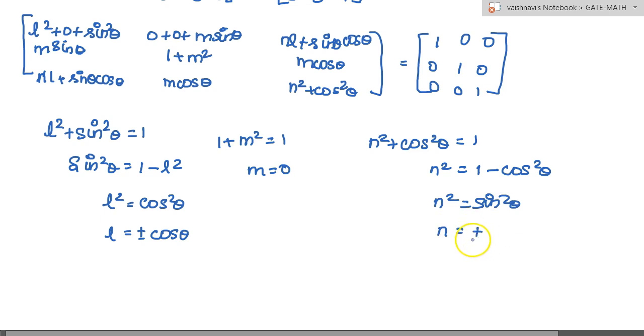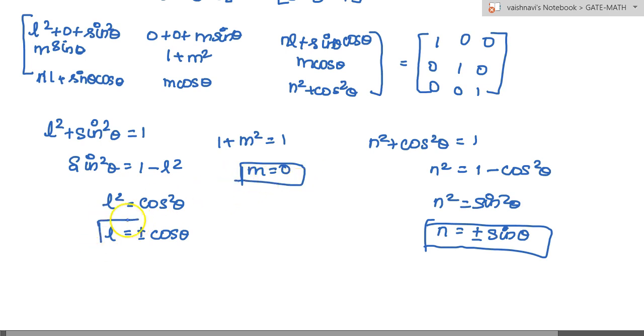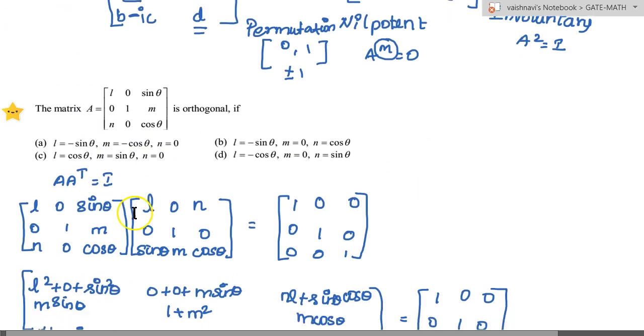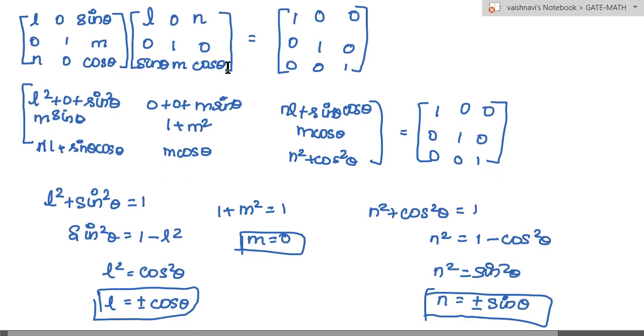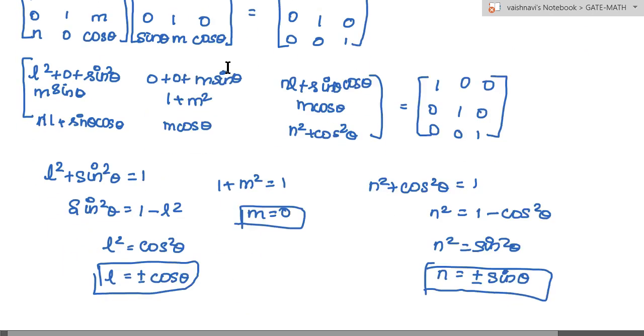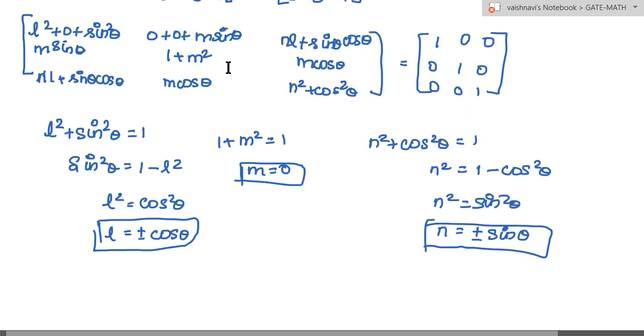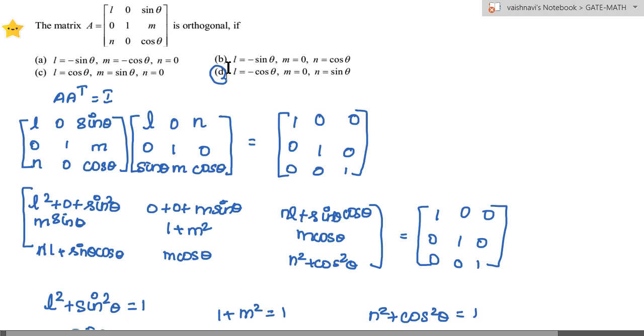N equal to plus or minus sin theta. So the condition on which the two matrices will be orthogonal is these values L, M and N. Let's check the answer. So the answer will be D. Why? L equal to minus cos theta, M equal to 0 and N equal to sin theta. When you take this, the answer will be orthogonal.